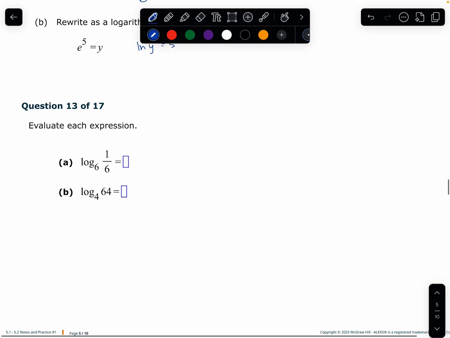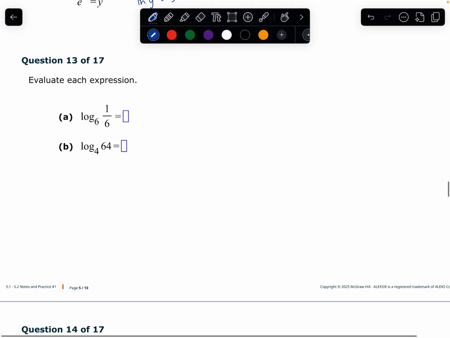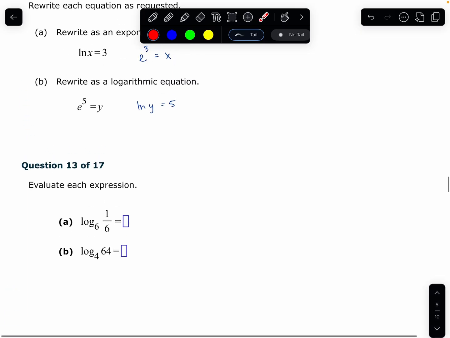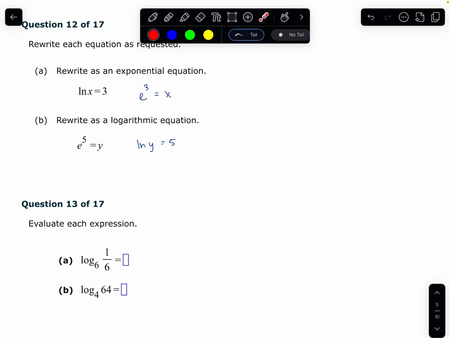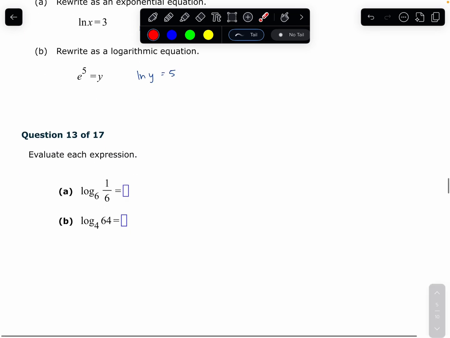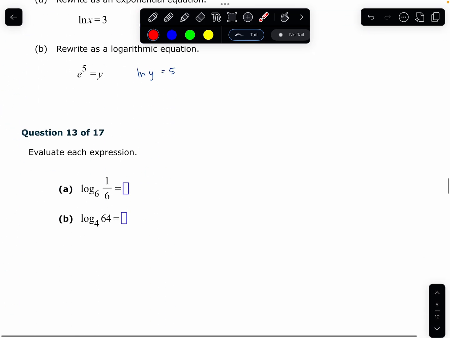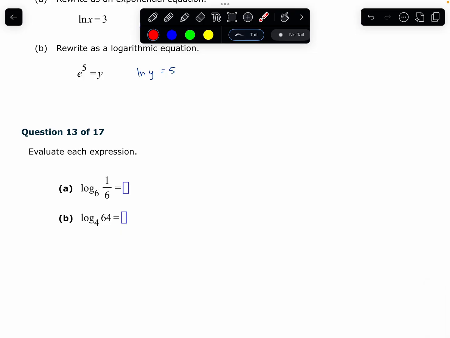All right. Now we're going to evaluate logarithms. So for evaluating logarithms, log base 6 of 1 over 6 right here. How am I going to evaluate this logarithm by hand, not with a calculator? An easy way to do that is, exponentials are actually really helpful for this. This is why we just learned what we did. It's actually very helpful to convert between them because sometimes it's easier to see the value when you convert.